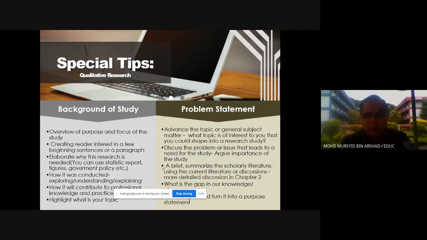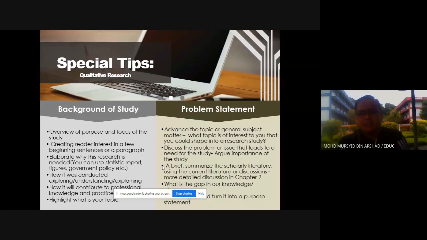Let's say, for example, you have theory A and theory B. So how do you discuss A and B in the research? You just highlight the gist. The detail of theory A and the detail of theory B, you can elaborate further in chapter 2. All right. So you summarize the scholarly literature, meaning that you use the current literature or maybe past research, you discuss it, and the detail would be in chapter 2.